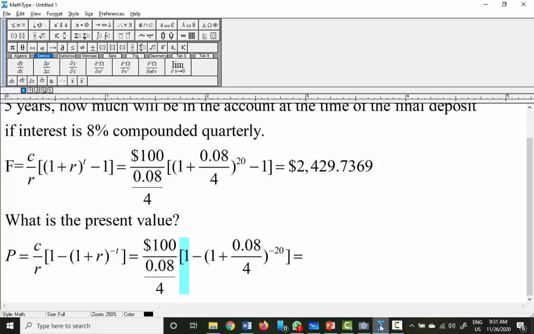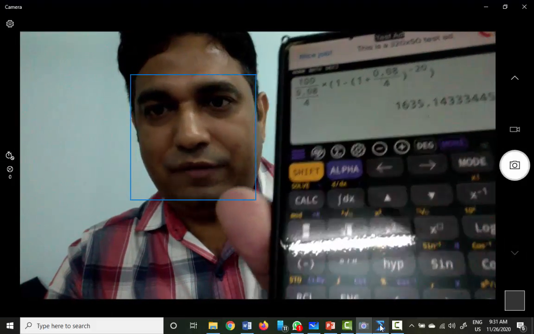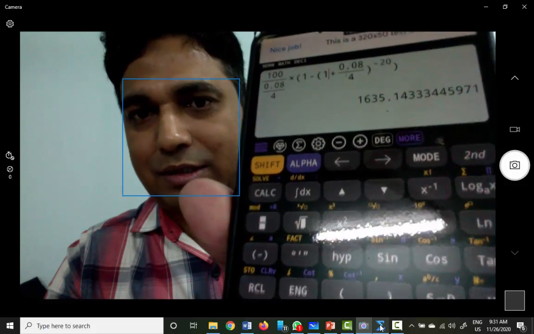So bracket, and then plus, and then another fraction 0.08 divided by 4, bracket close, power minus 20, bracket close there. So that means 100, right. So this way we should type it. If you type it this way, you should get the answer.